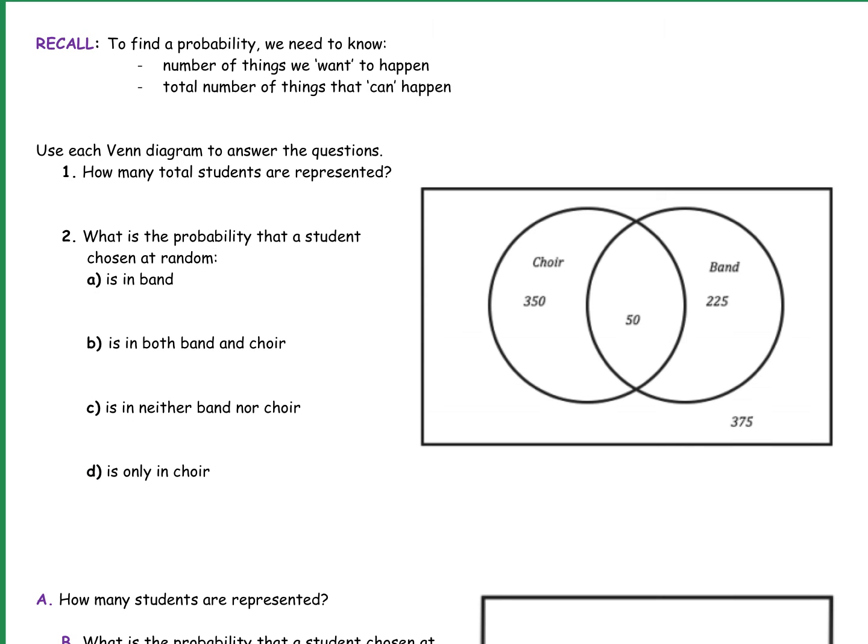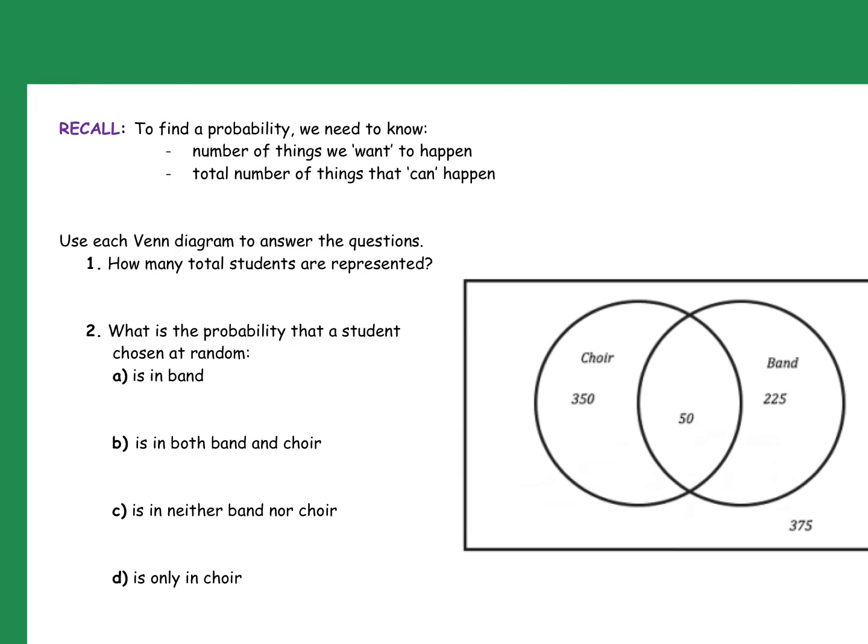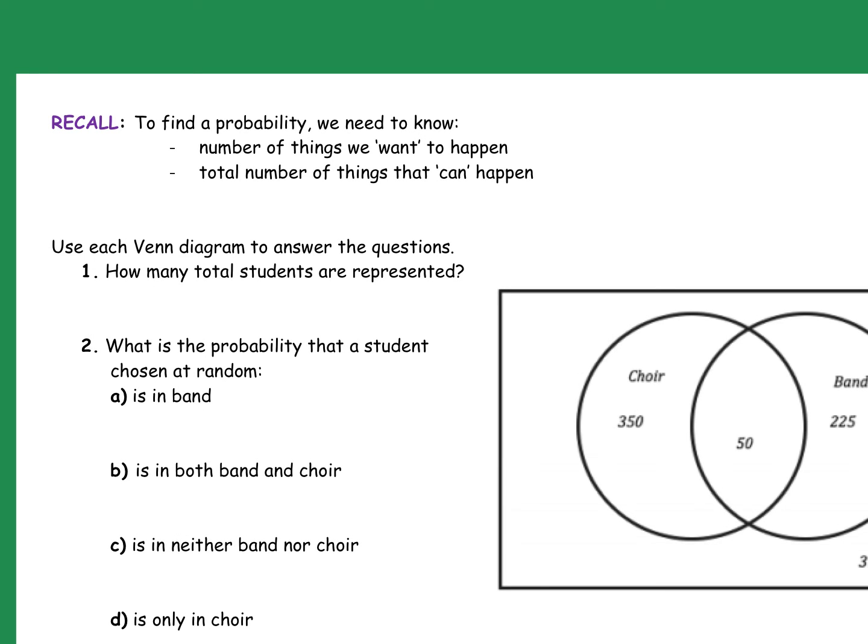Yeah. So here we go, guys. We're going to go to the second page. I just want to recall your probability, right? To find the probability, we need to know the number of things we want to happen. How many chances do we have to have that thing happen? And the total number of things that can happen.